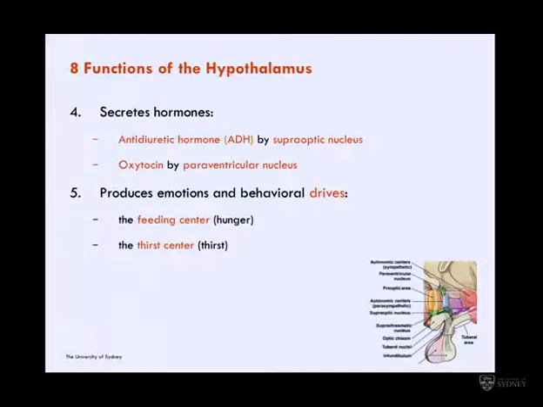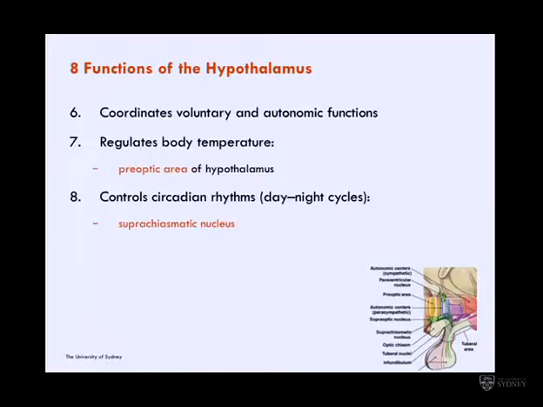It secretes numerous hormones. These are just a few examples. Antidiuretic hormone by the supraoptic nucleus, and oxytocin, extremely important, by the paraventricular nucleus. Emotional and behavioral drives as well. The suprachiasmatic nucleus also controls circadian rhythms.